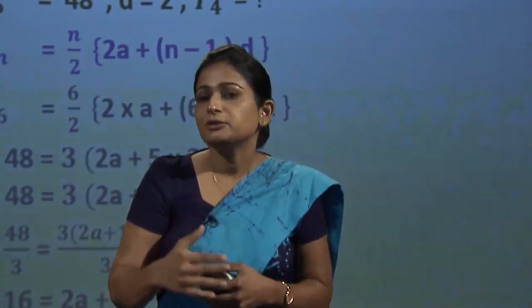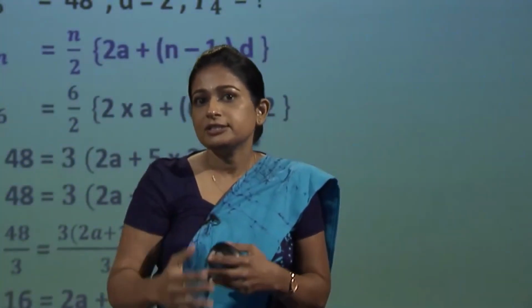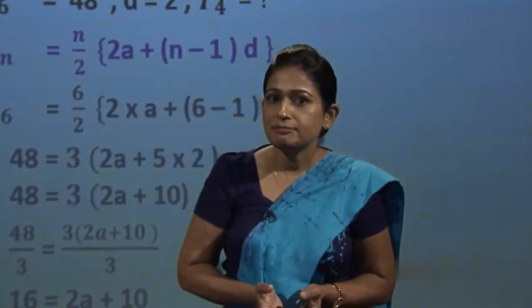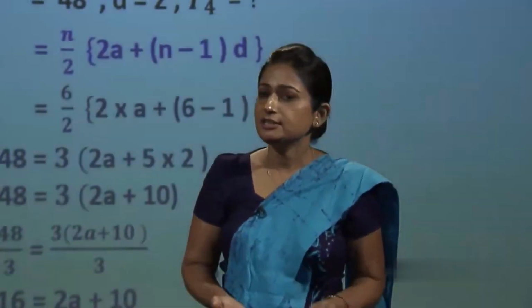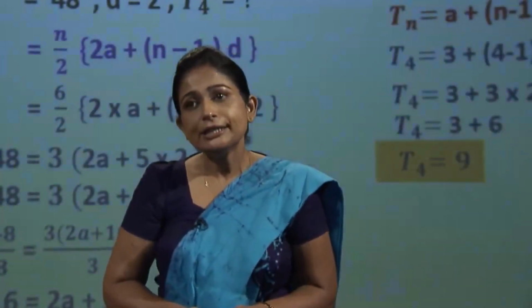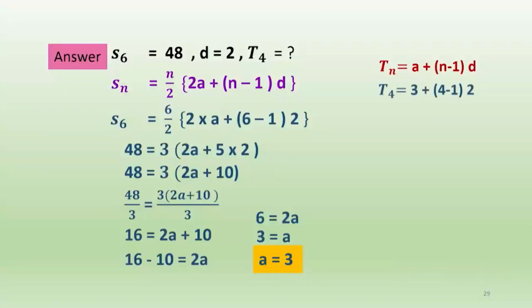We can substitute those values into the general term, Tn equals a plus (n minus 1)d. Then you can find any term. Here we are going to find T4. Tn equals a plus (n minus 1)d. We substitute them and we get T4 equals 9. We found the answer for the relevant part.